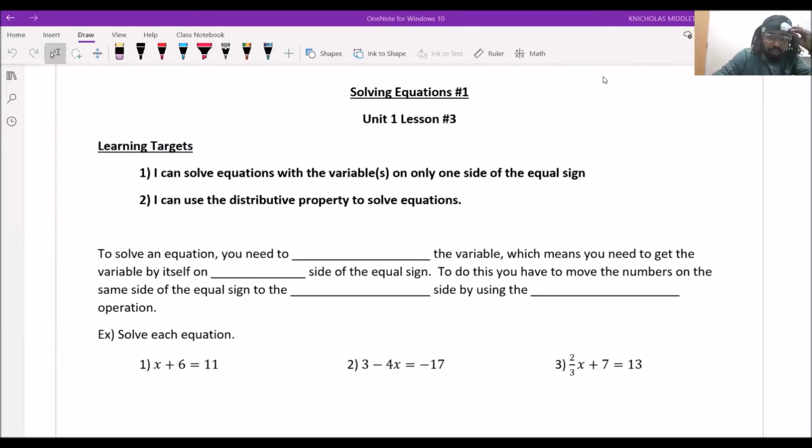Today we are going to look at solving equations. At the end of this video, you should be able to solve equations with variables on one side of the equal sign, and you should be able to use the distributive property to solve equations.